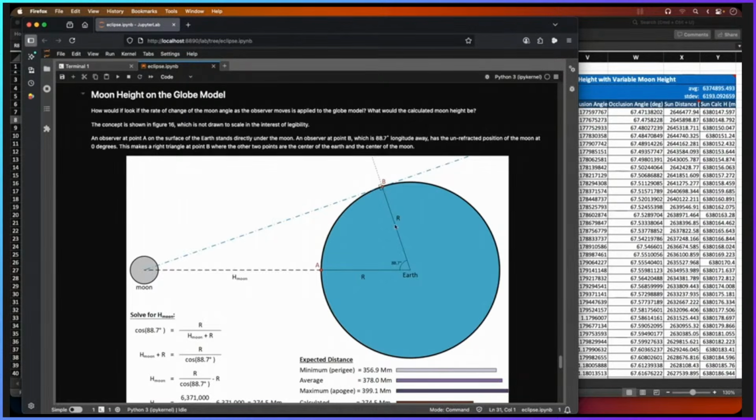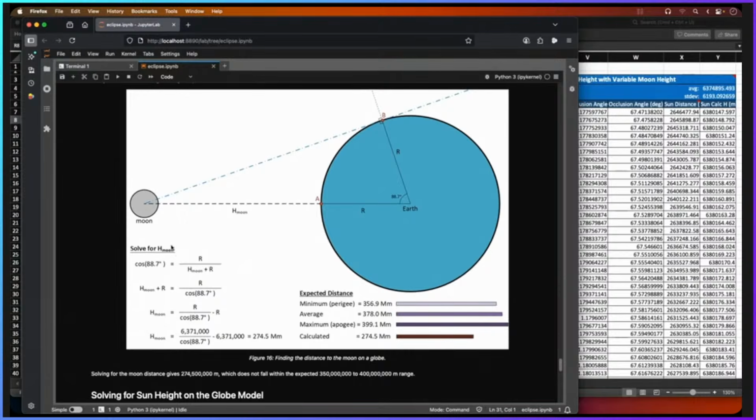And since we have a right triangle here at point B, it's just a matter of taking the cosine of the adjacent divided by the hypotenuse. So you can see the math here, and it comes out to 275 million meters. Now we're told that the moon is 350 to 400 million meters here in this range, and what we're getting falls a bit short.